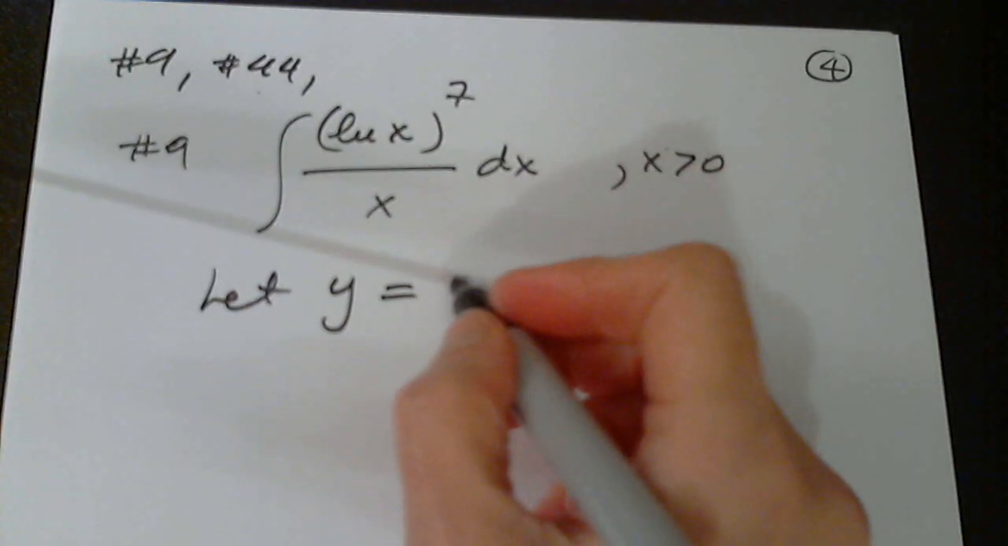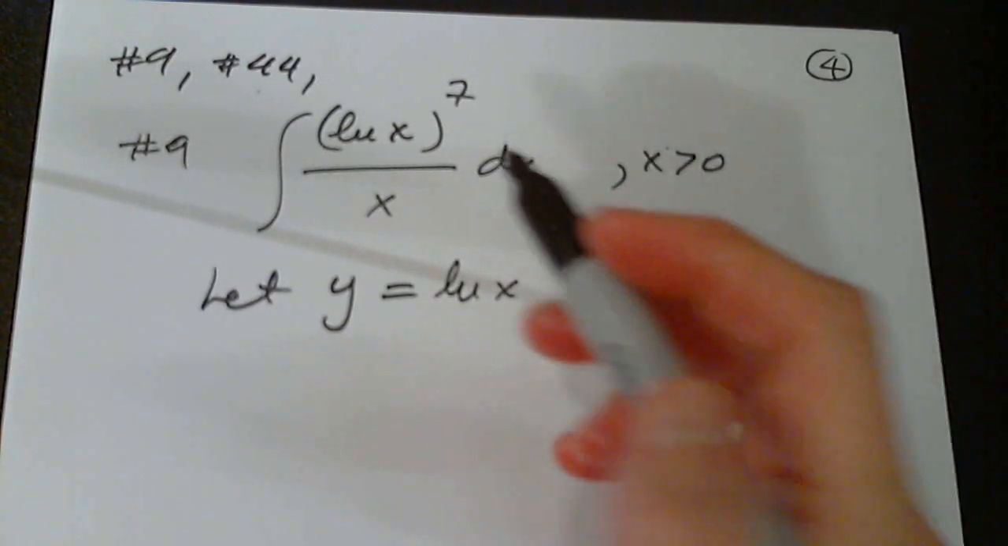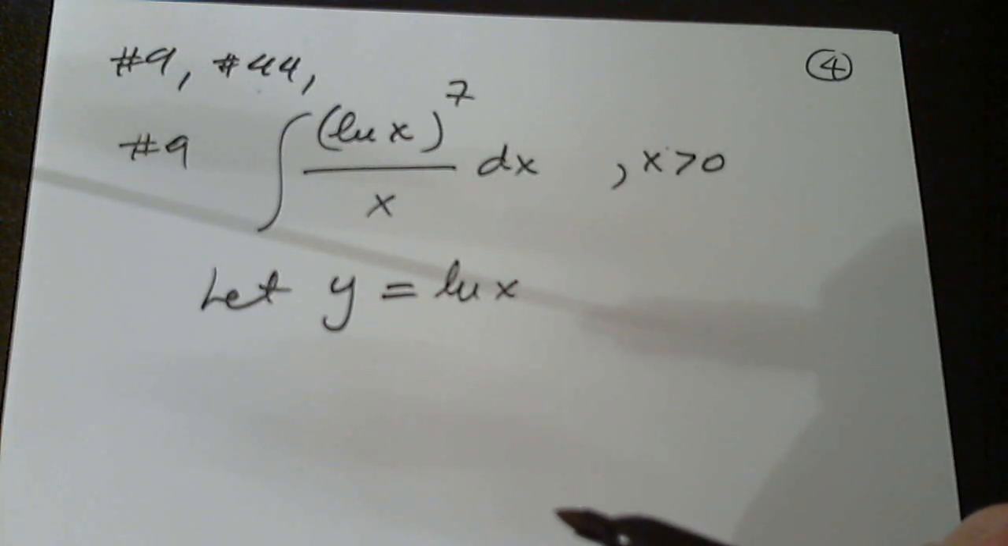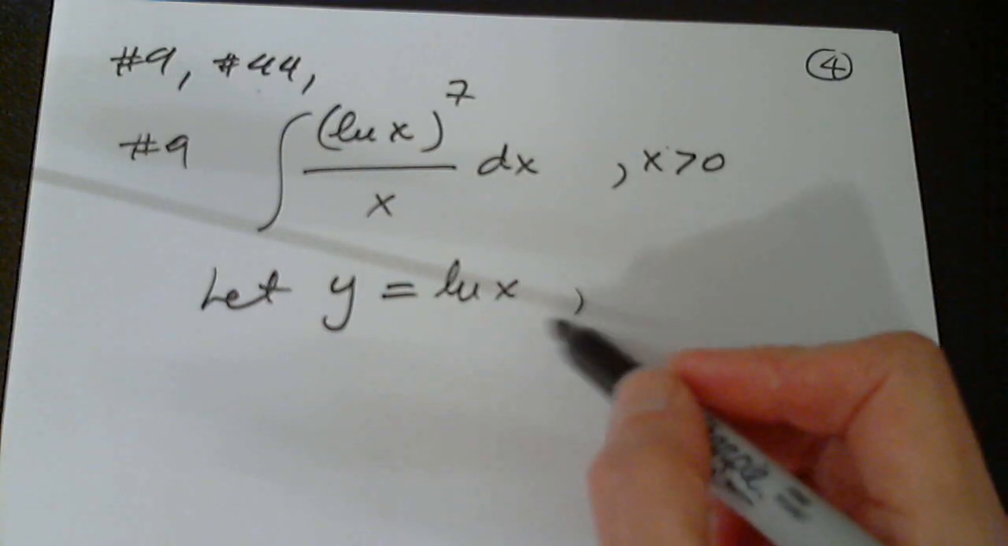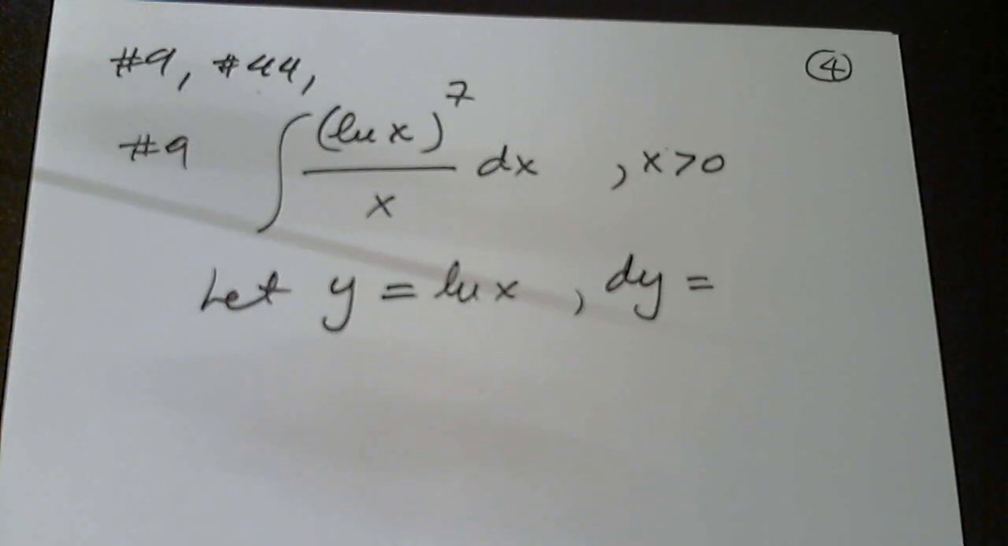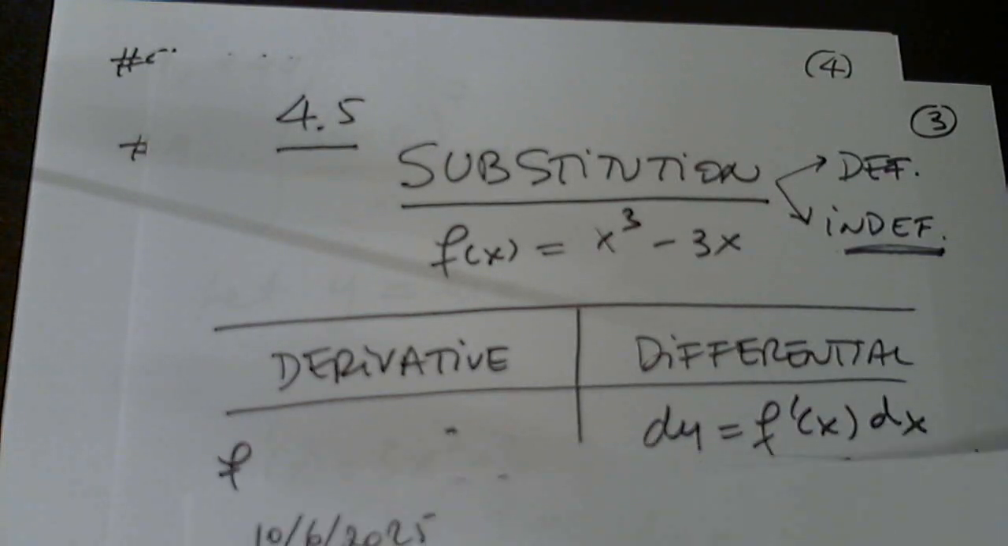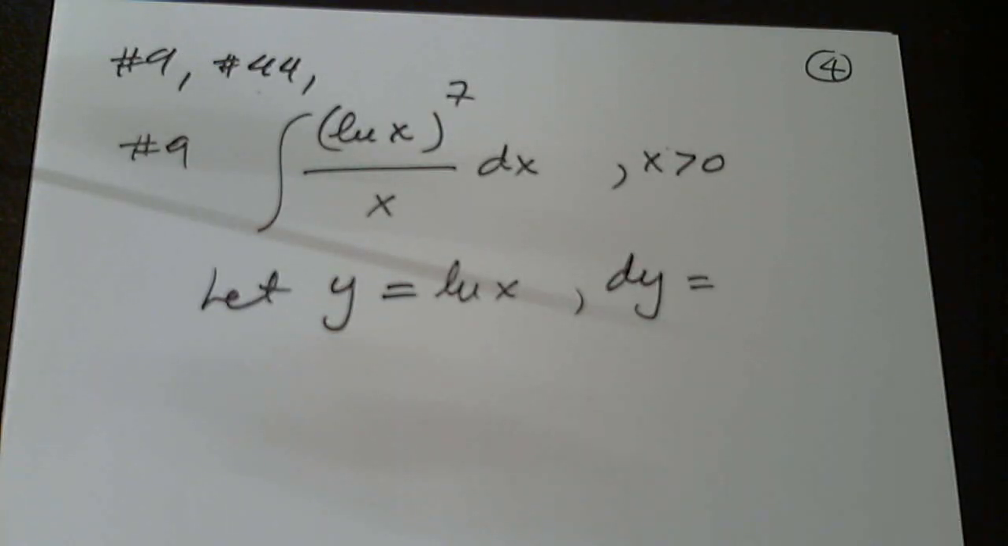Well, the obvious suggestion is natural log x, because I don't like natural log x to be raised to the 7th power. Good. Can anyone give us the differential of this function? Without the differential, we cannot continue. That's the reason why I started with this, with the differential. Can anyone give us the differential of natural log x?